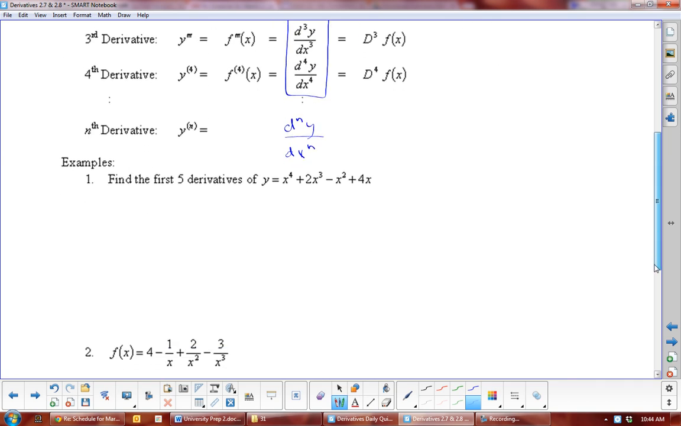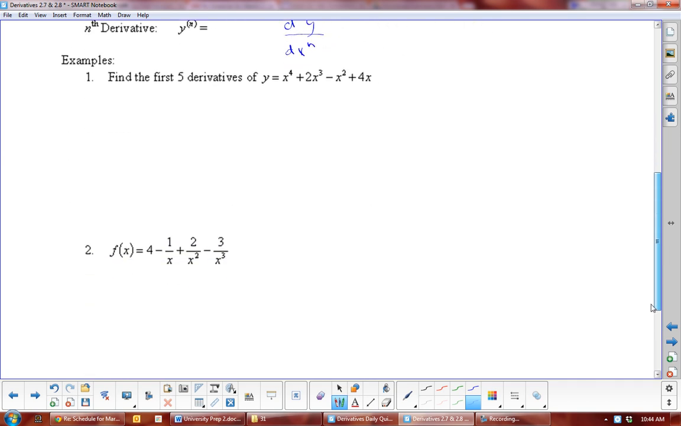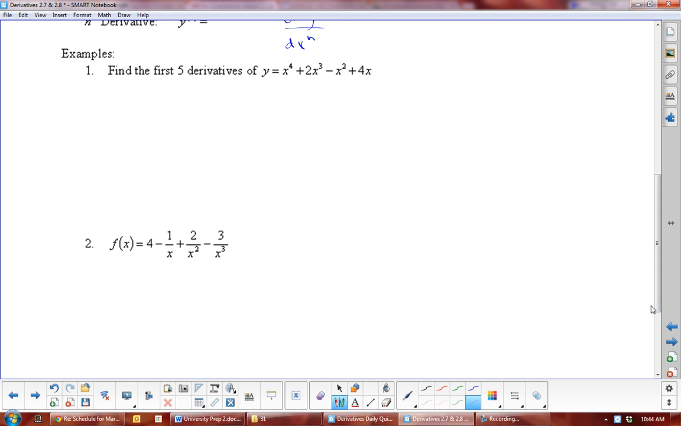Okay, list the first 5 derivatives of x to the 4 plus 2x cubed minus x squared plus 4x. You're going to see now how these aren't difficult. You just got to make sure if you do the first derivative wrong, the 5th derivative is going to be wrong. Okay, so they have that.